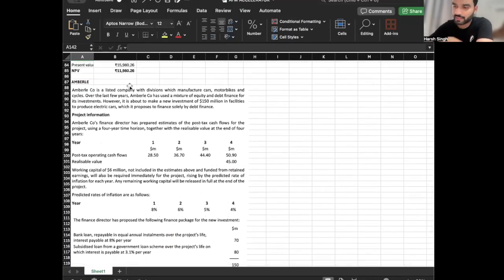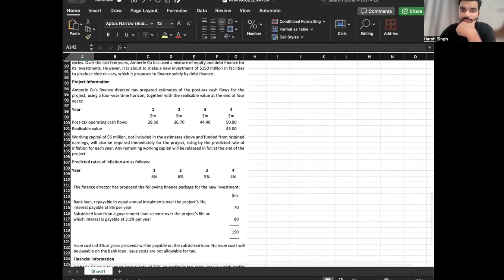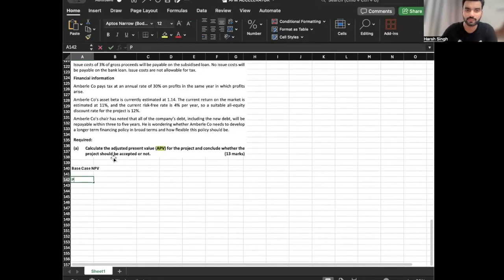Amberle is a listed company with divisions which manufacture cars, motorbikes, and cycles. Over the last few years, Amberle has used a mixture of equity and debt finance for its investment. However, it is about to make a new investment of 150 million in facilities to produce electric cars. Amberle's finance team has prepared estimates of the post-tax cash flows, which is given over here. Directly, we have post-tax operating cash flow, so we can directly take that.